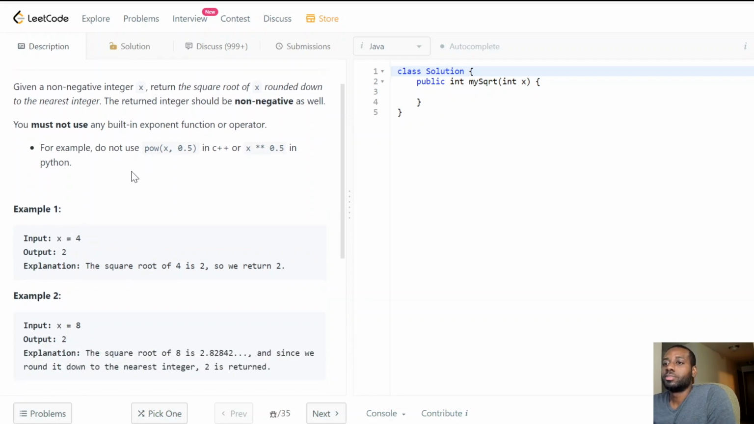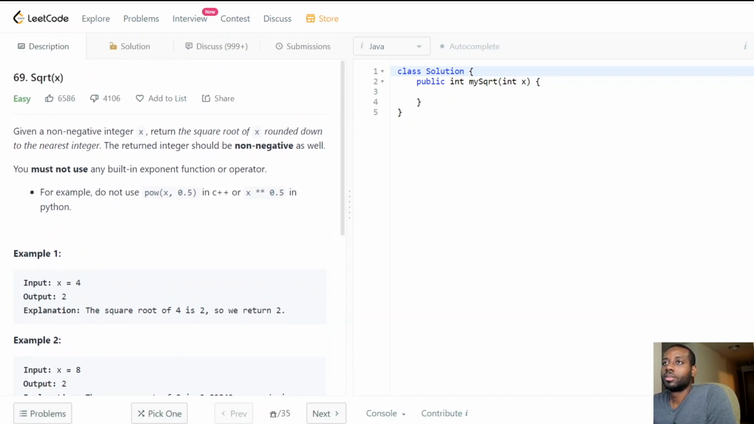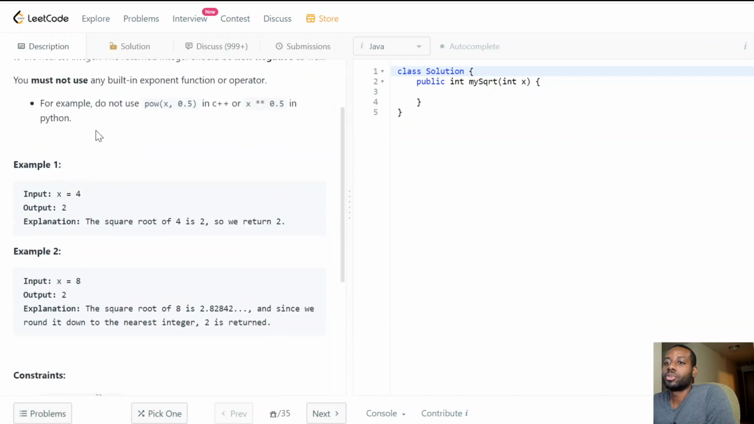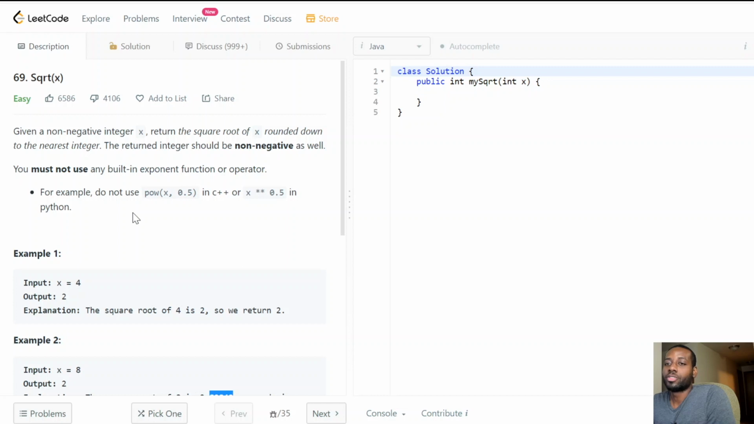But the number has to be what's given to us. We need to make sure that we round it down. So let's say if we don't get an even round number, we need to remove the decimal part and return that. So that's kind of what they're saying, guys. That's what we need to make sure that we do.